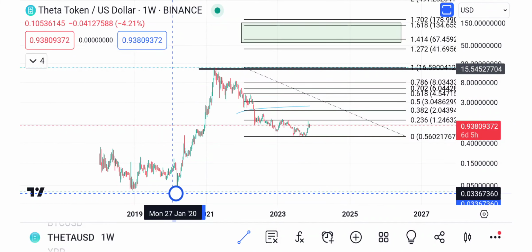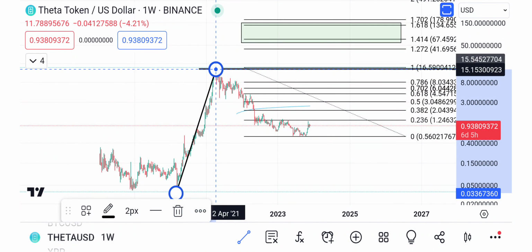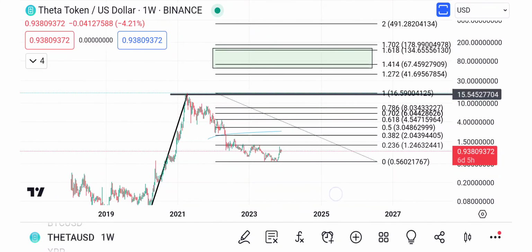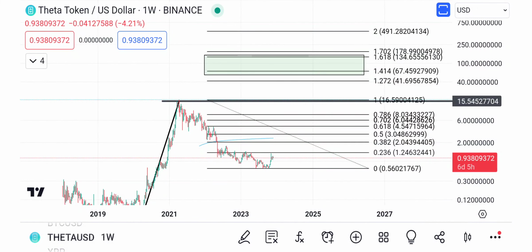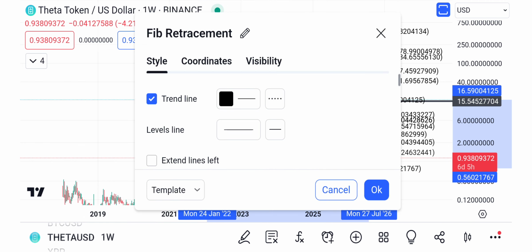So this whole wave from here all the way to here, that's wave 1. And remember, targets are different from log scale to linear scale. If I used a linear scale target, the 4.236 Fibonacci extension, a full Fibonacci extension, comes in at around $67. So I'm going to show you why I use log scale, not linear scale, for wave 3s, and especially for crypto.